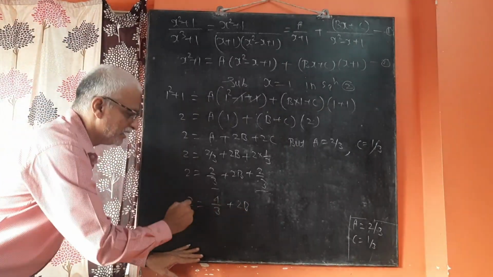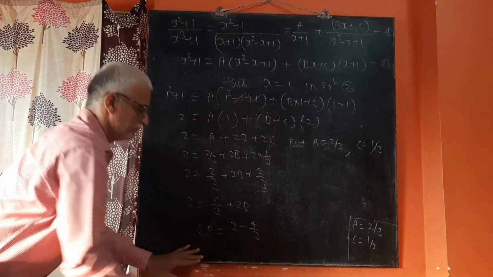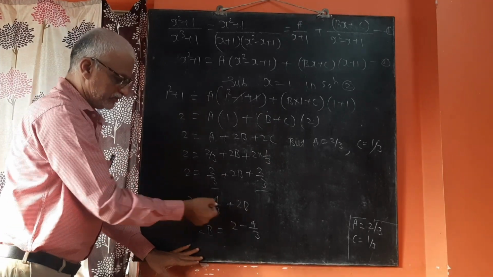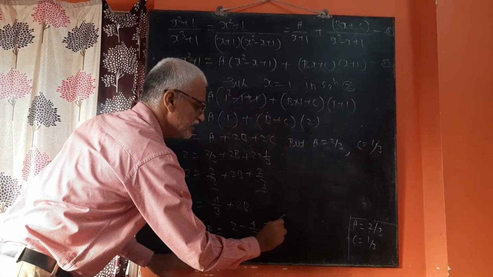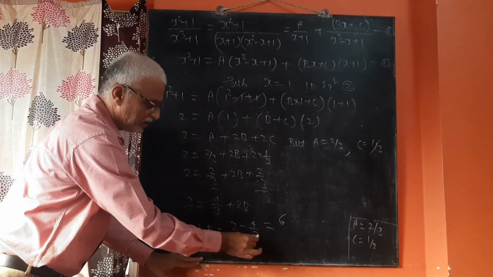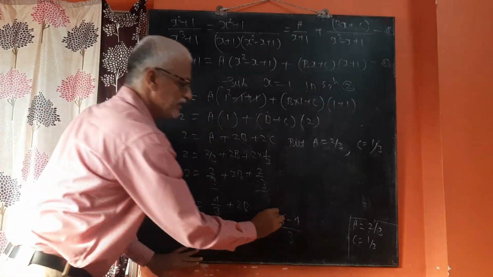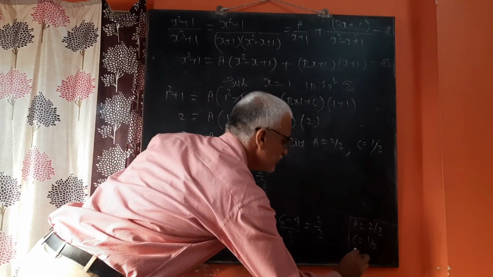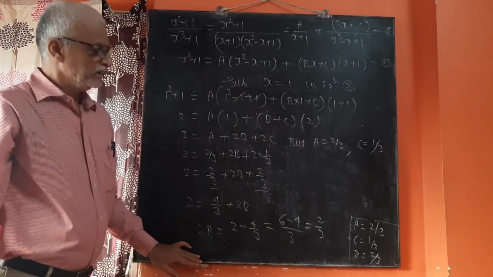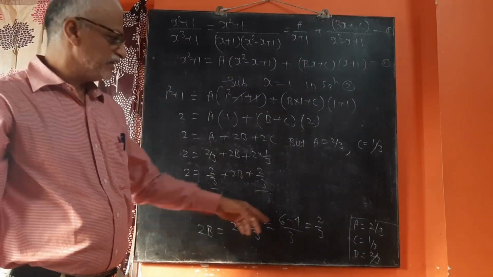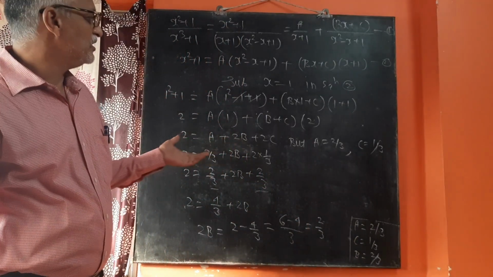So this 4 by 3 comes here, we get 2b equals 2 minus 4 by 3. By cross multiplication, 3 into 2 is 6 minus 4 divided by 3. 6 minus 4, that is 2 by 3. So the value of b equals 2 by 3. So we have got all the values of a, b and c. A is 2 by 3, c is 1 by 3 and b is 2 by 3.